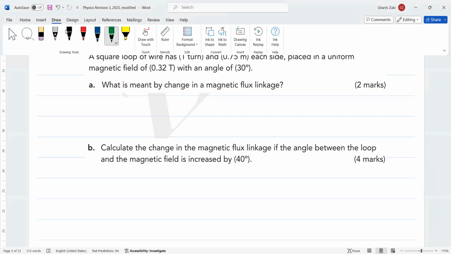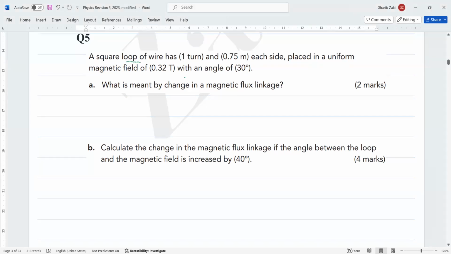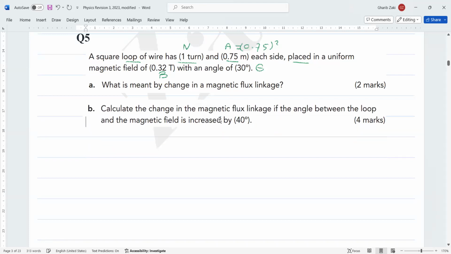Very good. Now, a square loop of wire has one turn, so this is N. And each side, so the area equals 0.75 squared. The area is the side length squared. Placed in uniform magnetic field of, this is B, with an angle, this is theta. What is meant by change in magnetic flux linkage? It is the product of magnetic flux and the number of turns of the conductor. Okay? Already, this is given to reduce the time in the definition.